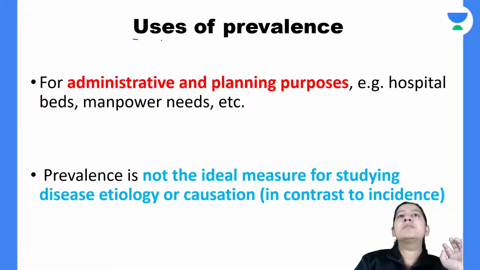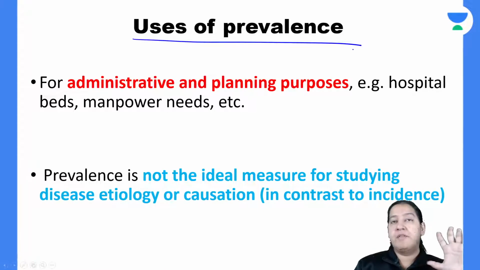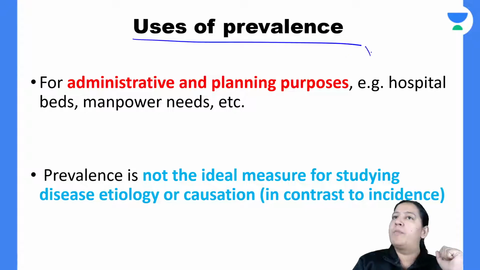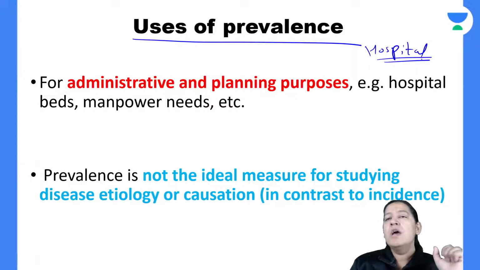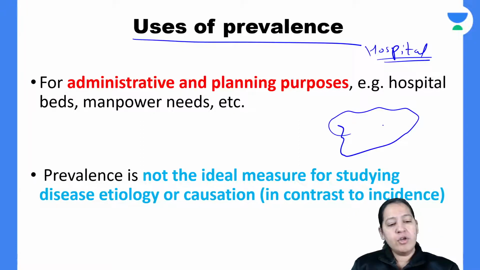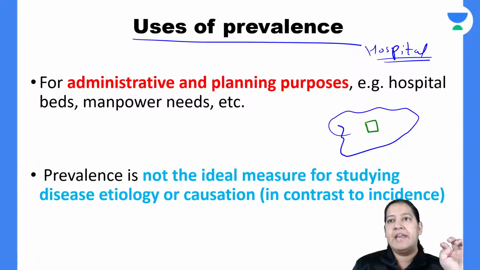So what are the uses of prevalence? Just suppose after completing your MBBS or your MD/MS, you think that, ma'am, I will open a hospital in my area. That is my dream. Okay, so you are residing in a city. Just suppose this is the map of your city and you want to open a hospital here in this area.